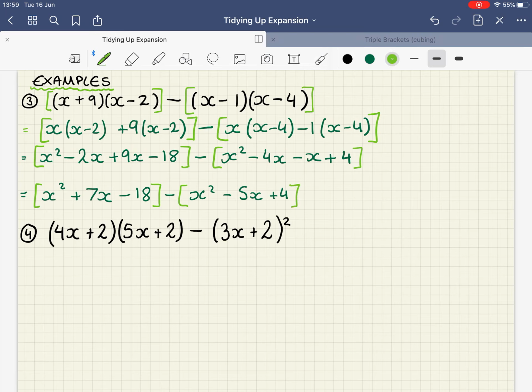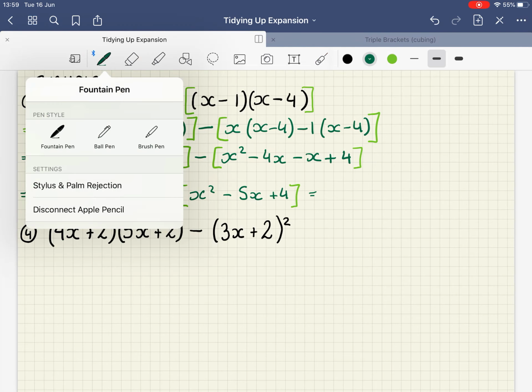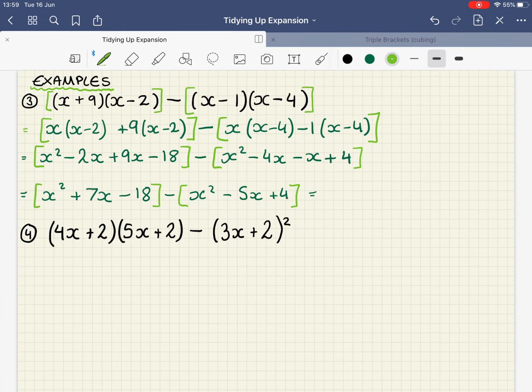And now here's the part which helps us, which is why I do these square brackets. So I've got x squared, take away x squared. Those are going to cancel each other out. And if need be, you can always score them off when you have this full-on cancellation so you don't accidentally re-add it in.